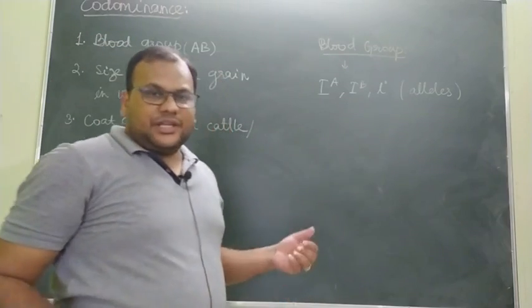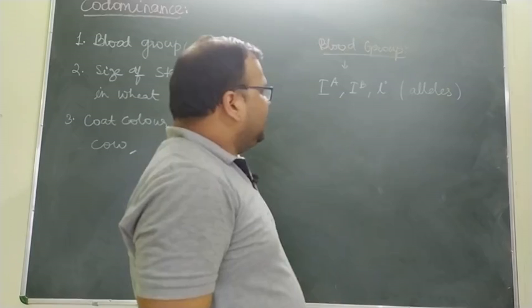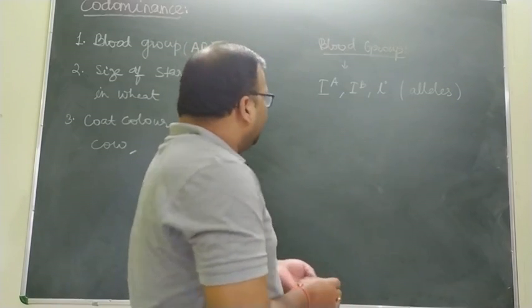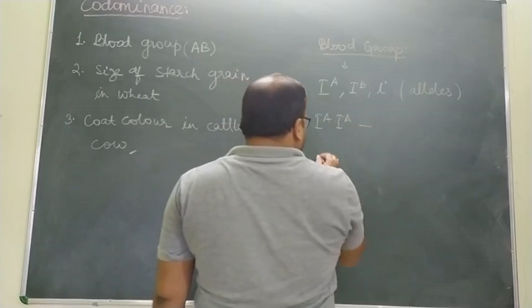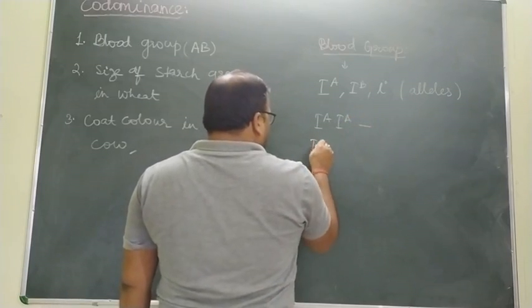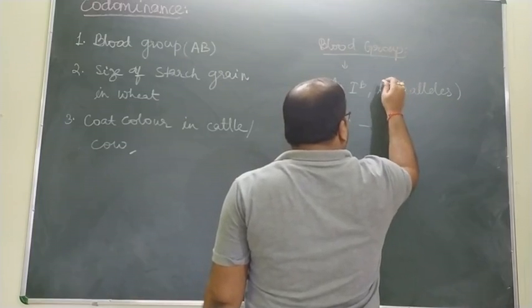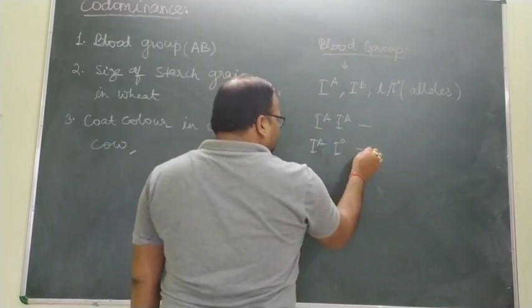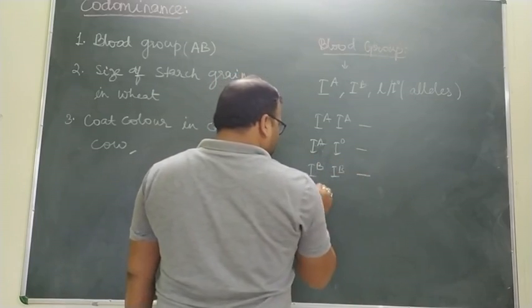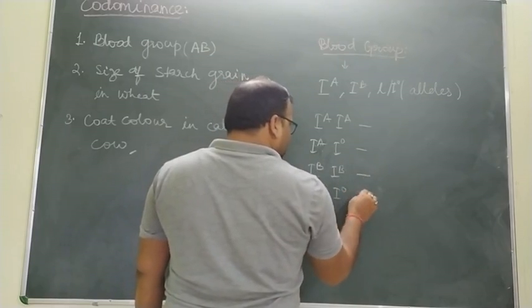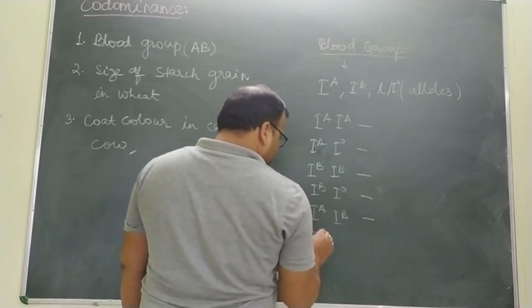From these 3 alleles, various combinations can be formed, taking 2 alleles at a time, and that will give the different blood groups. For example, IA और IA एक साथ हम लेंगे, IA I0, it can also be written as I0 or a small i. So IA I0, IB IB, IB I0, IA IB and I0.